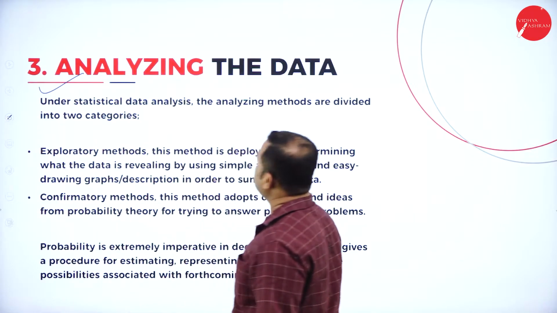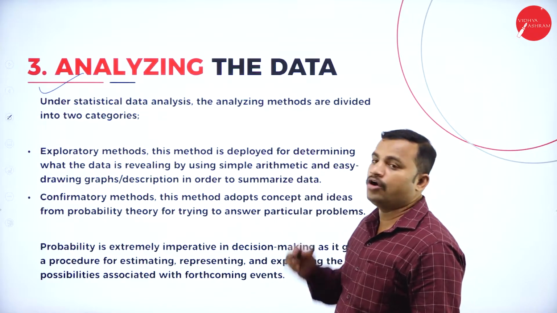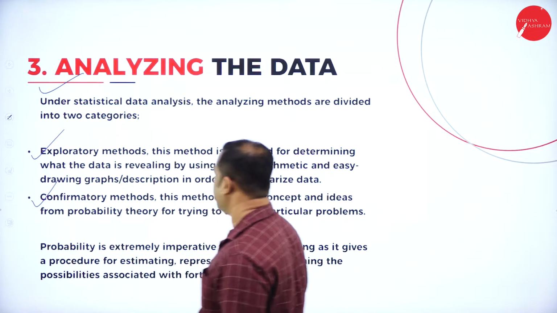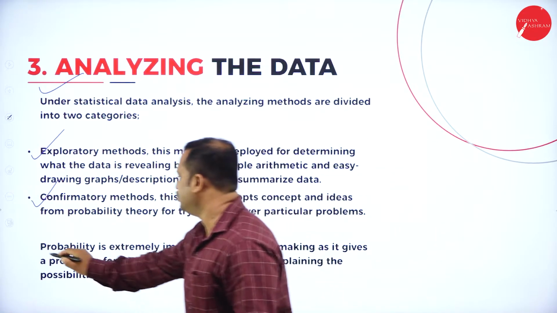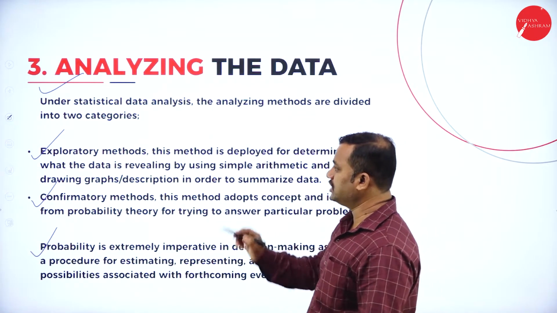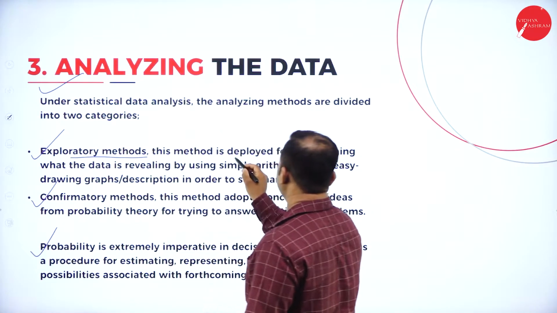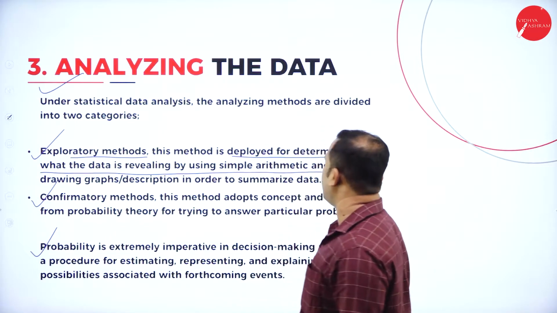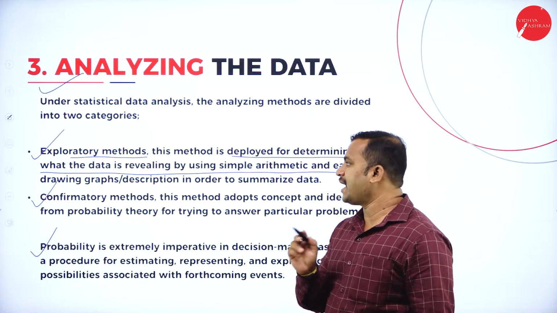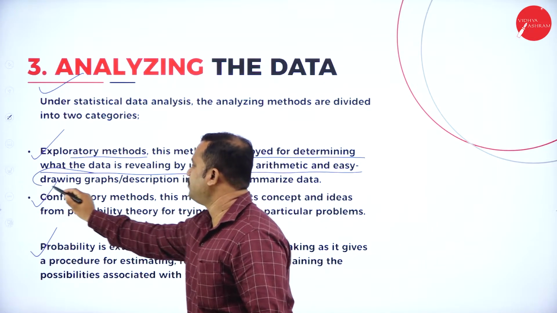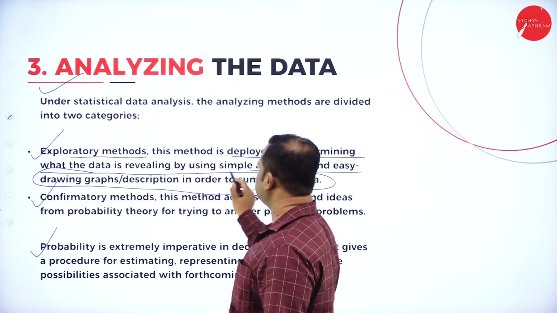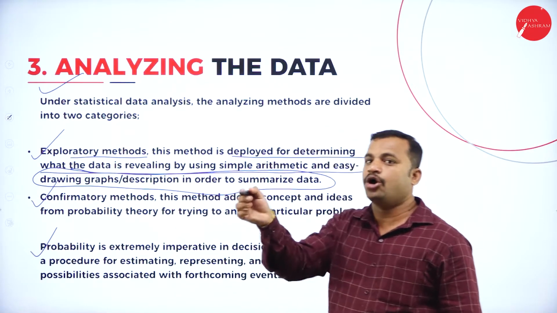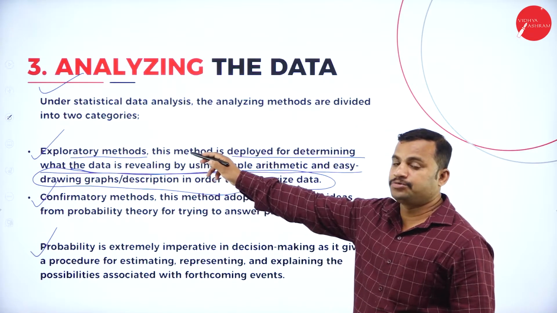Third one, analyzing the data, which involves, the first step is exploratory methods, the second one is confirmatory methods. Then we have the probability methods. In this case, we have exploratory methods. It is used for determining what the data is revealing by using simple arithmetic and easy-to-draw graphs and descriptions. That means, please note that in order to summarize the data items, we use graphical representation as well as the description of the graphical representation in the case of exploratory methods.